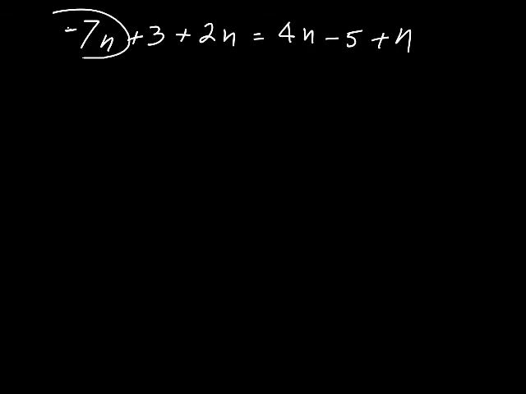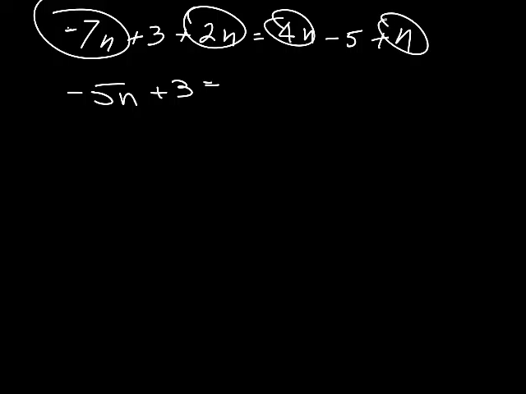26.5, we have negative 7n plus 3 plus 2n equals 4n minus 5 plus n. Alright, let's see if we can combine like terms. We have some n's over here. Signs are different. We take the difference between the two. 4n plus 1n is 5n.